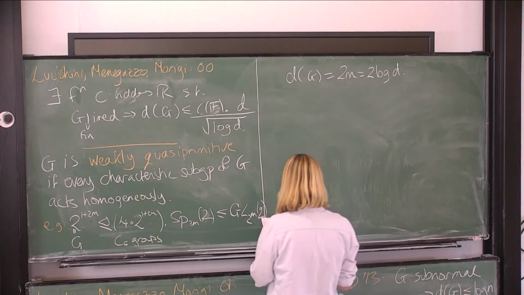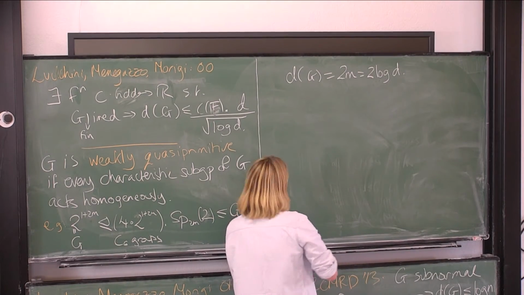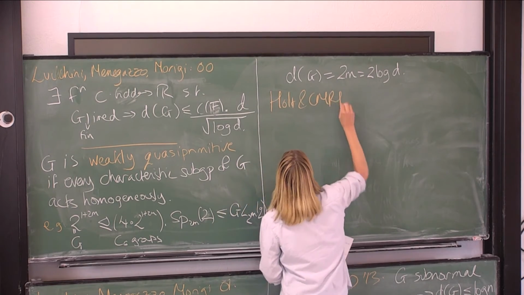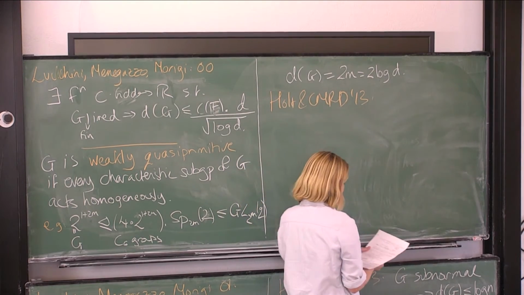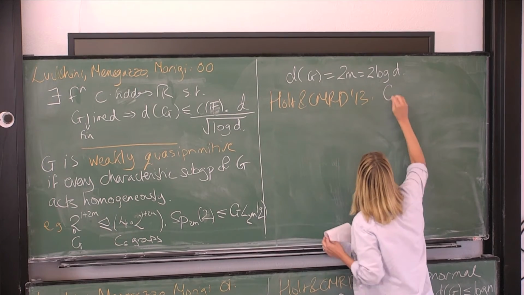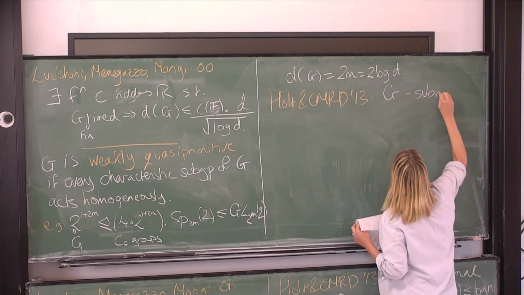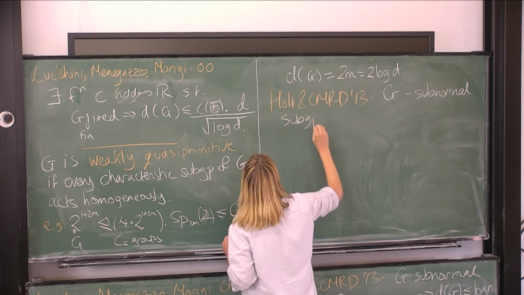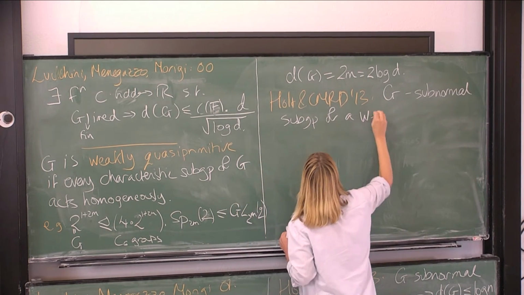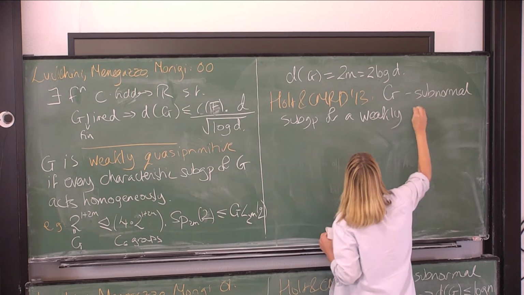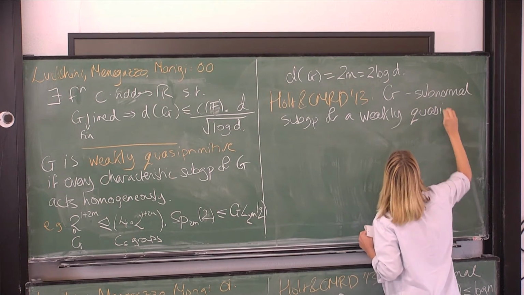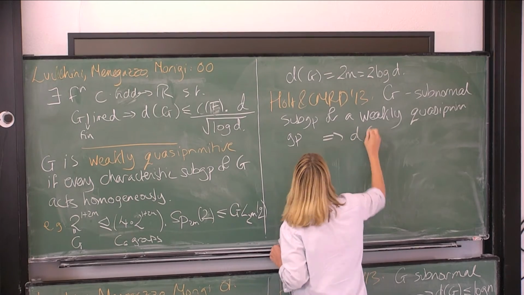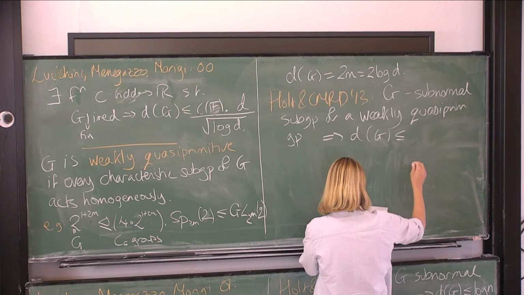So the minimal generator number there is 2m, and in fact, Derek and I proved, again in this same paper in 2013, that if G is a subnormal subgroup of a weakly quasi-primitive group, then the minimal generator number of G.